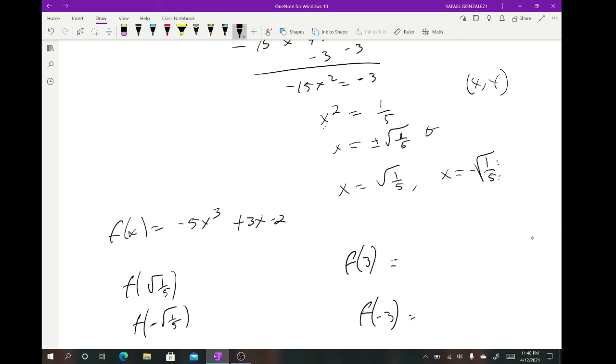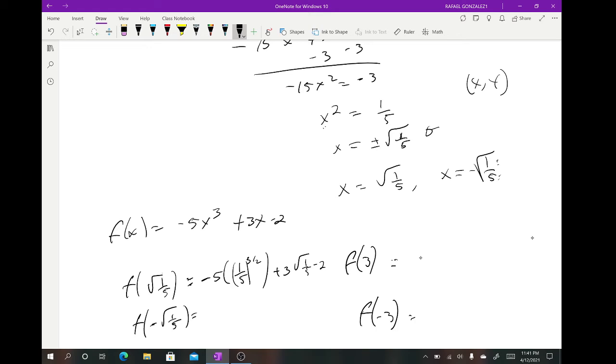Believe it or not, most problems are nicer than this. The problems that you'll have on the exam are definitely going to be nicer than this because you're not going to have a radical with a fraction. This actually is going to be annoying to solve. Let's just plug in. So it's going to be negative 5, and it's better if you rewrite this as a decimal exponent: 1/5 to the 3/2, plus 3 times radical 1/5, minus 2.